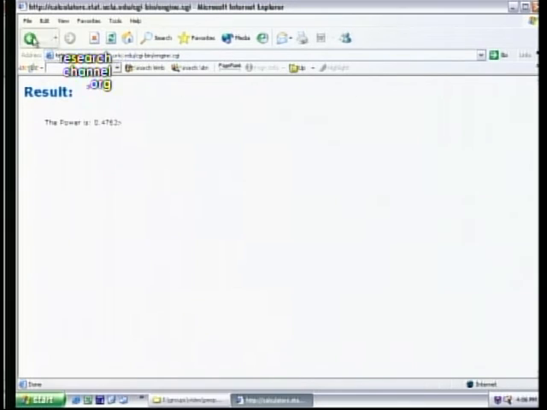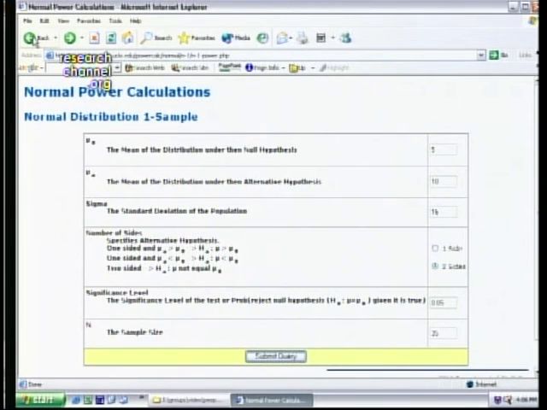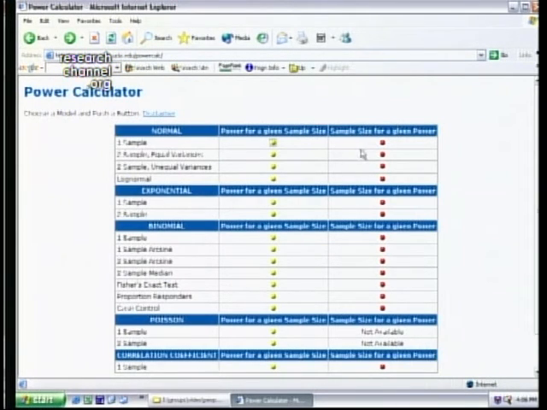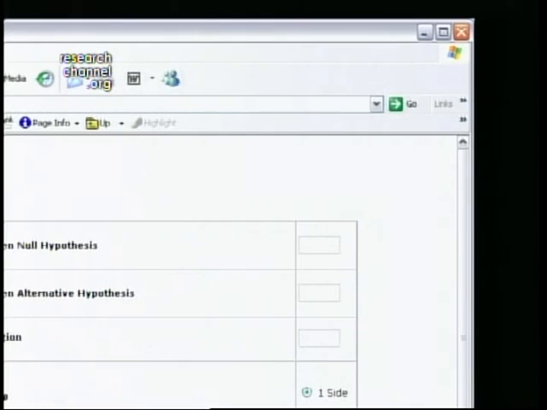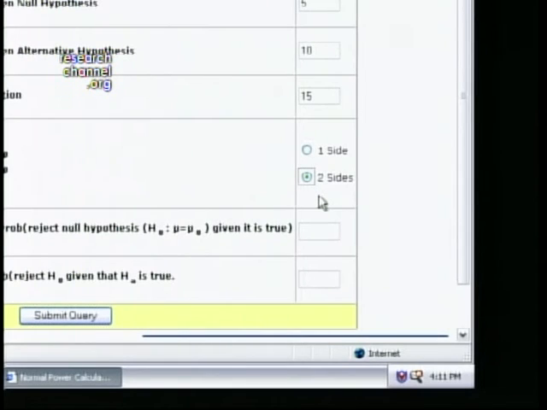So this was a one sample situation. Why don't we go back and look at if we gave a given power. So again, I'll look at 5 and 10 for a difference of 5. Standard deviation we said was 15. Two-sided test. And the significance level, again, we'll say is 0.05.